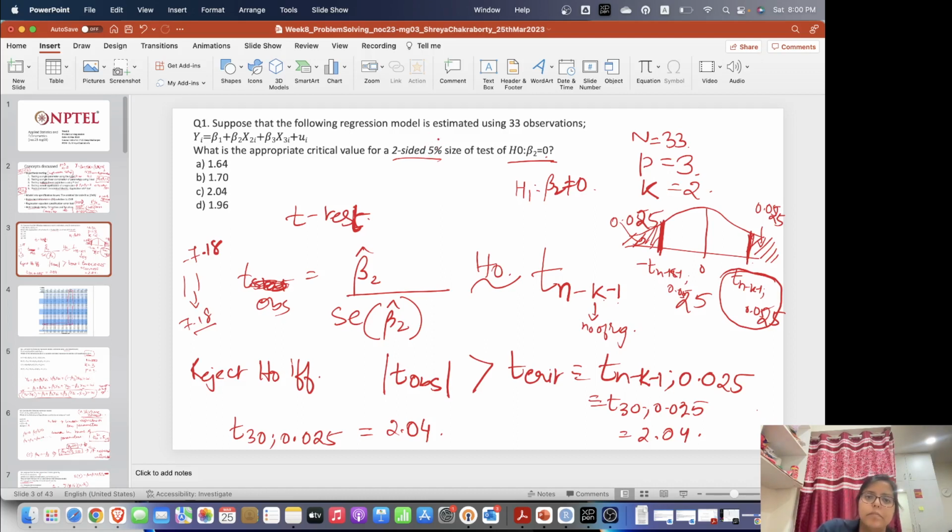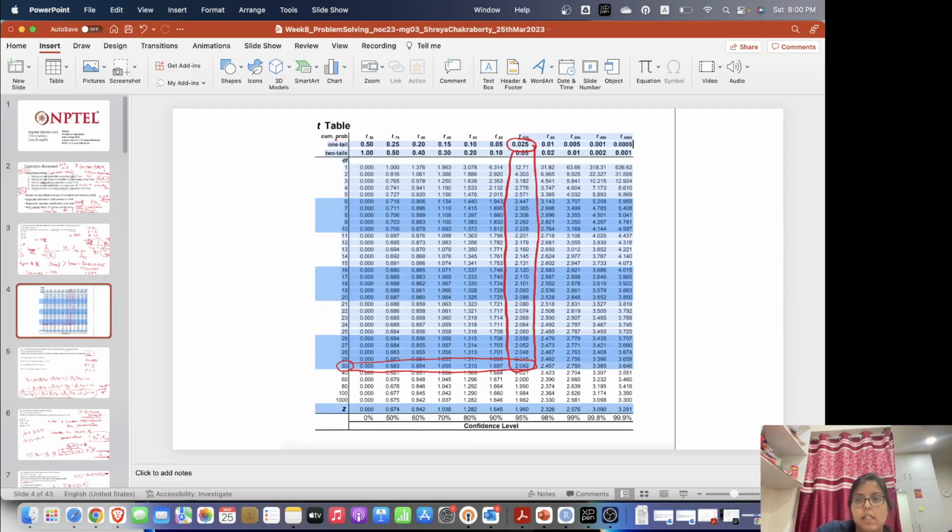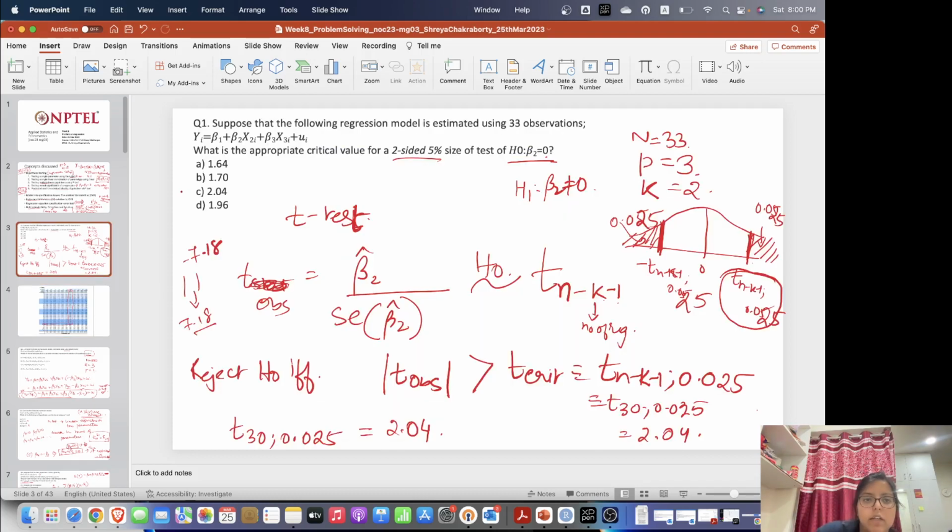Okay, so for a t-test we did this 5% by 2, that is 0.025. We calculated this from the t table. So this was the column for 0.025, and degrees of freedom we had 30, so 2.042, that is the critical value. Is it okay? Okay, ma'am.